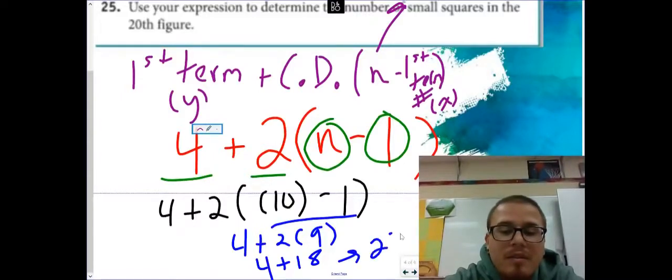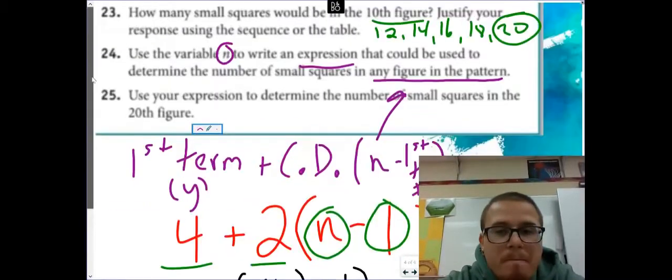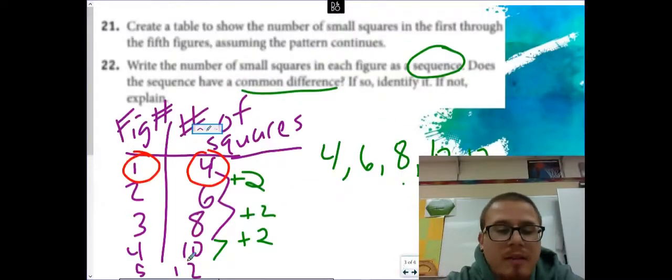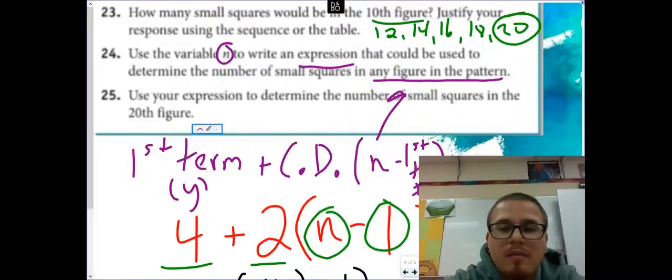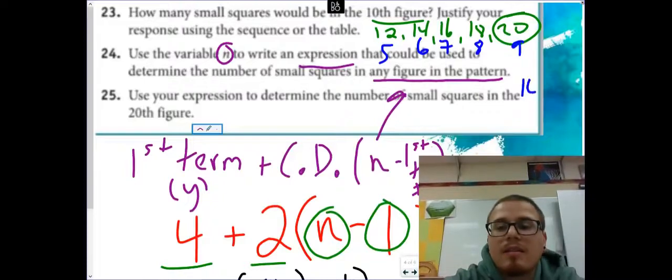22. So let's rewind just a little bit so I can make sure I'm doing this right. If I go back to the table, oh, I know what I did. 5 was 12, not 10. So this is the 5th term. This is the 6th. This is the 7th. This is the 8th. This is the 9th. The 10th term is 20.